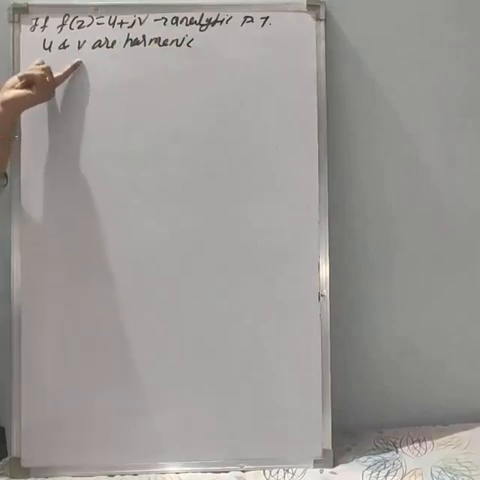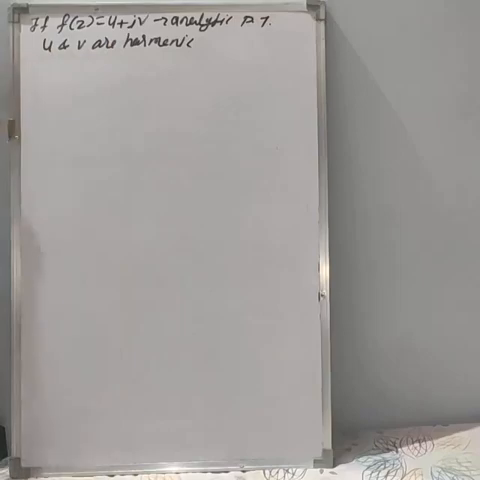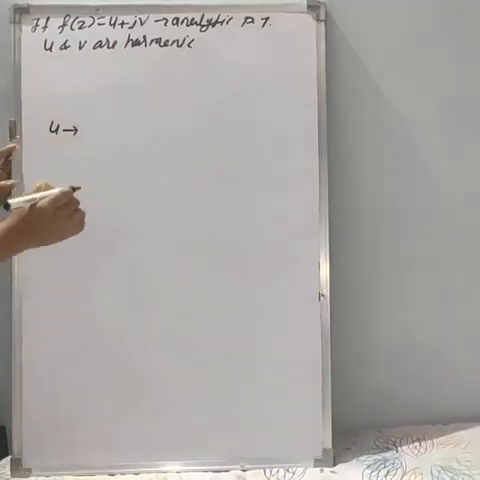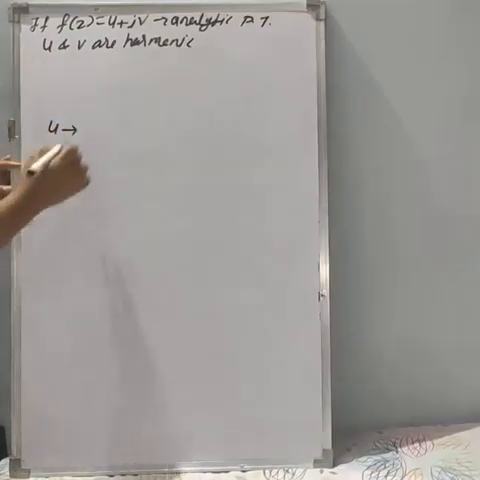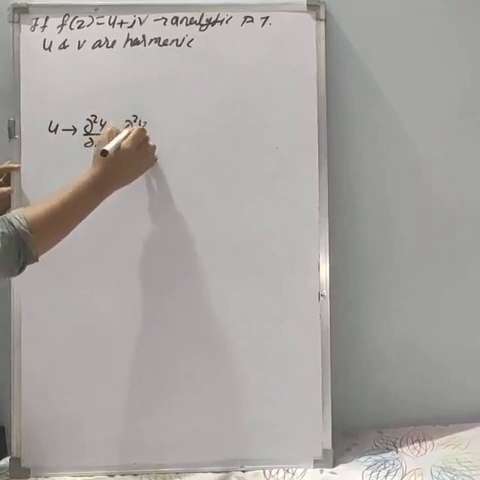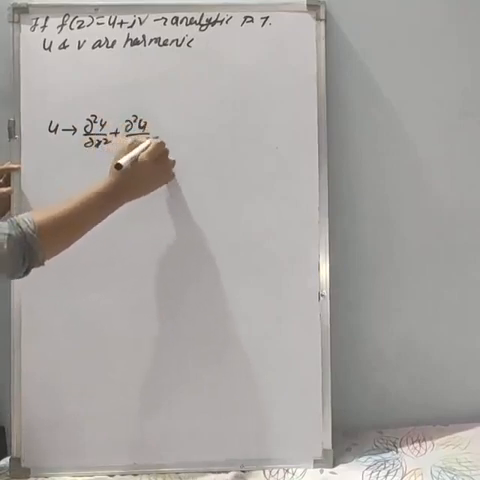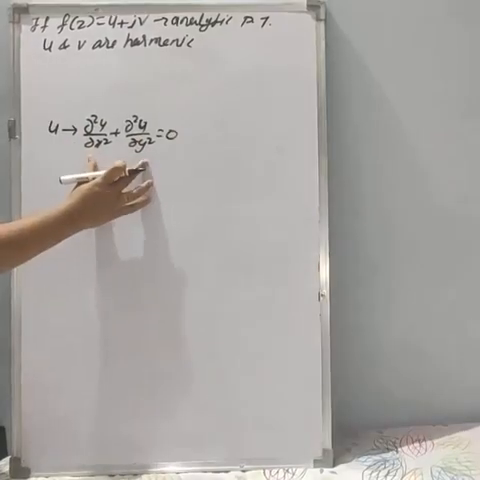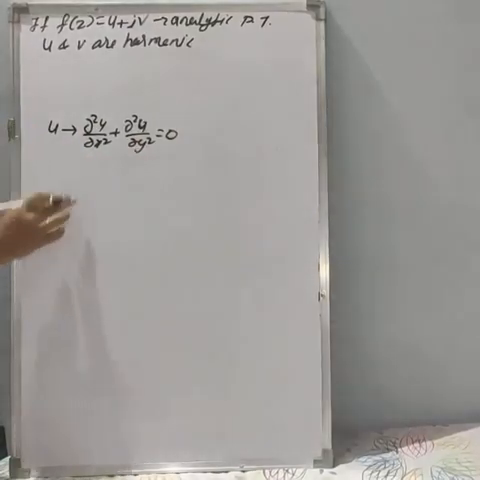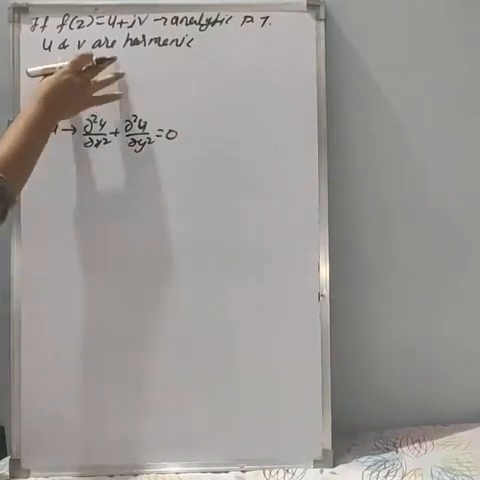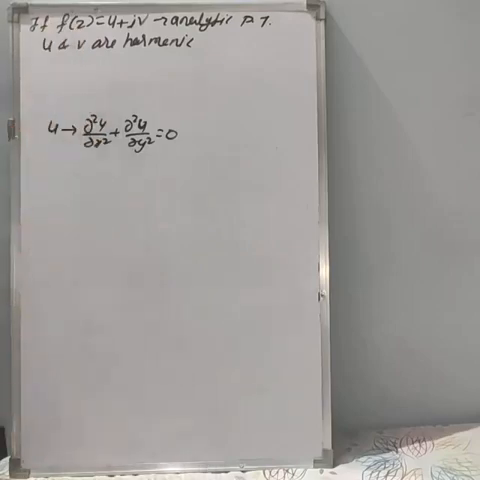Now see, what do we have to prove here? We have to prove u and v are harmonic functions. And you know, we say u is a harmonic function if it satisfies the Laplace equation, that is dou square u by dou x square plus dou square u by dou y square is equal to 0. If you prove this equation is true, then we can say u is harmonic. Similarly, if you prove this equation with respect to v, then we can say v is harmonic, and we have to prove this equation using the given result.